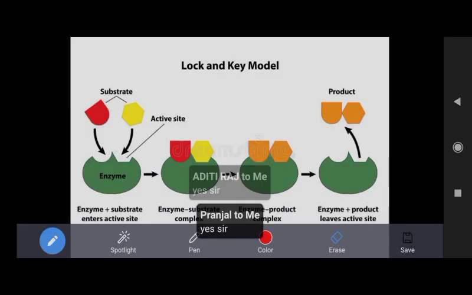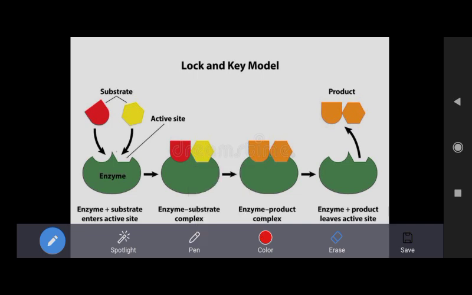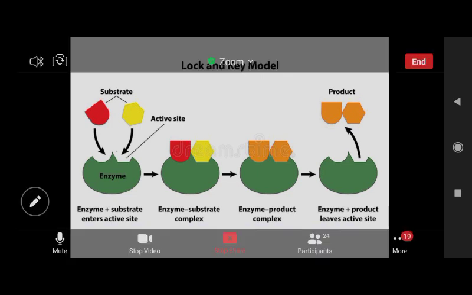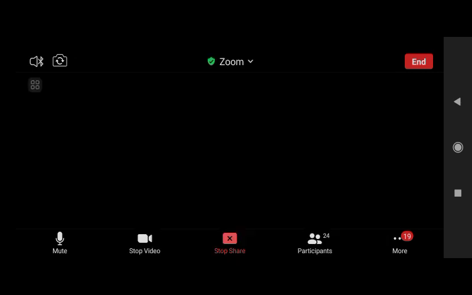Okay. Now, finally, on the basis of today's class, let me share a worksheet with you all, which you will be doing. Let me share this image slide with you all, today's worksheet.